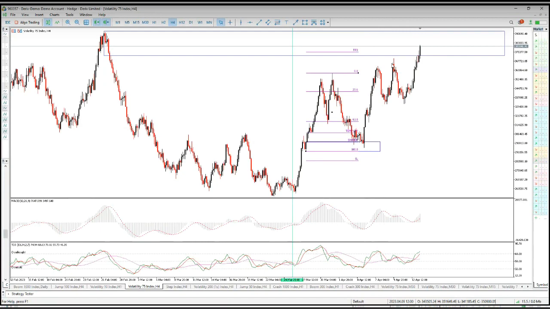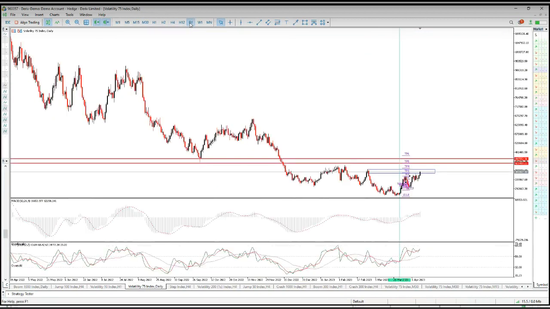So this is how I address V75 and almost all the other indices. Just check what's the bias on the daily time frame, what's my daily bias indicator saying to me, and then based on that, I take my positions. Because if you check closely, even when we switched bearish on the daily bias indicator, which was somewhere around here, this candle.